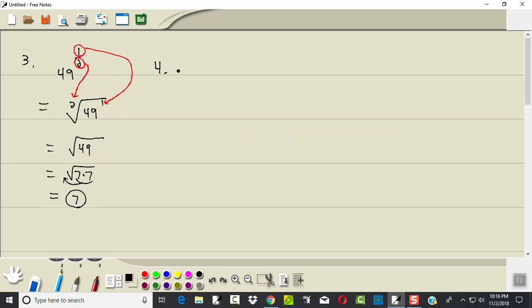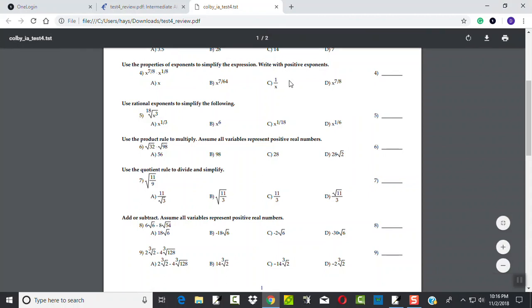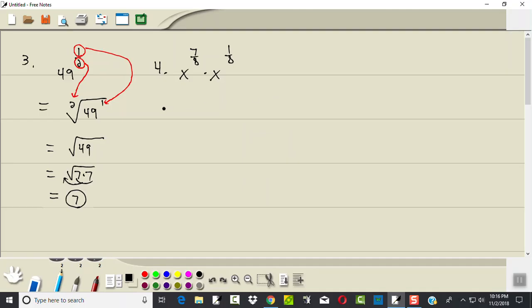Number 4, we got x to the 7/8 times x to the 1/8. And it says use properties of exponents to simplify the expression, write with positive exponents. Well, these are both x to a power, and we're multiplying, which means we'll add our exponents. So that becomes x to the 7/8 plus 1/8. 7/8 plus 1/8 is 8/8, which reduces to 1, which simply gives us x.